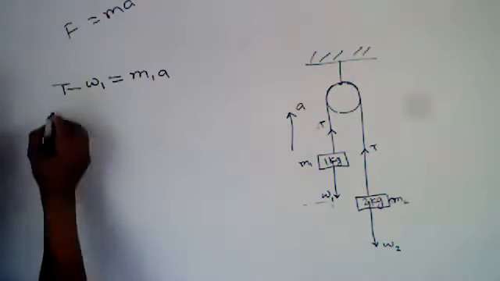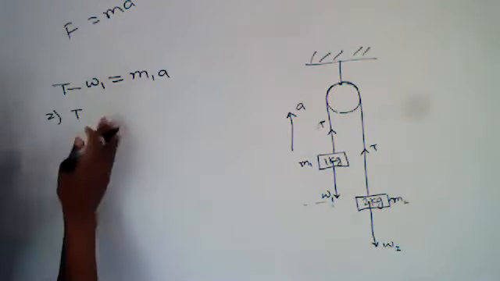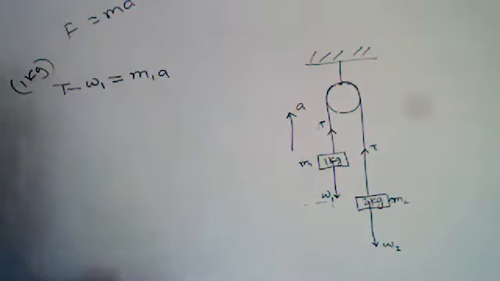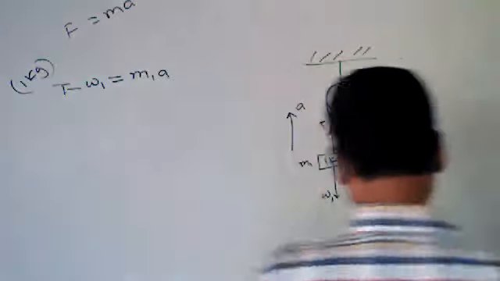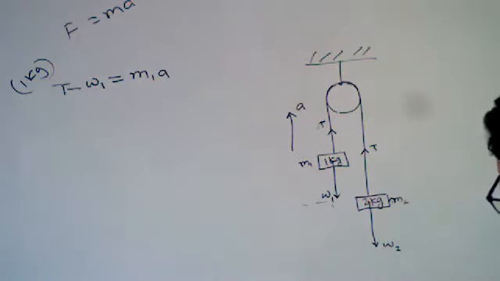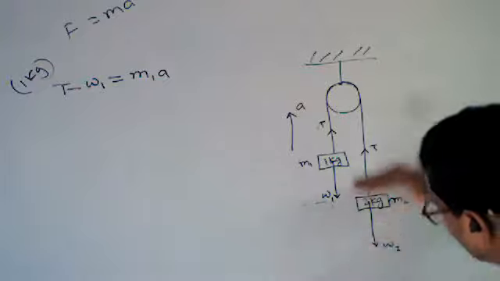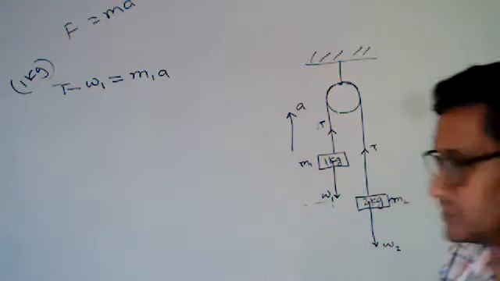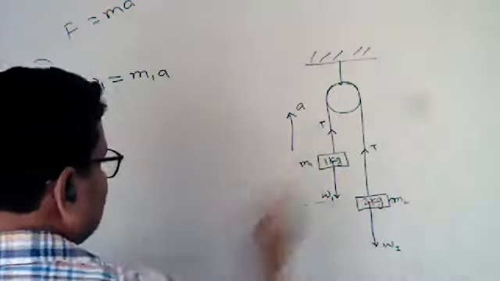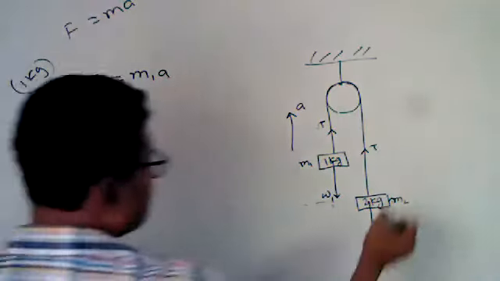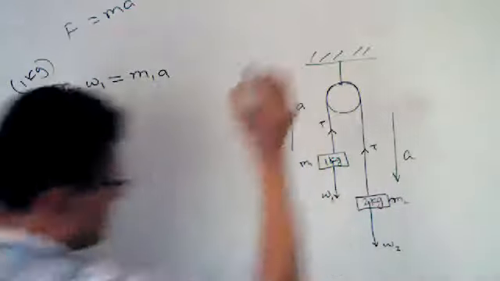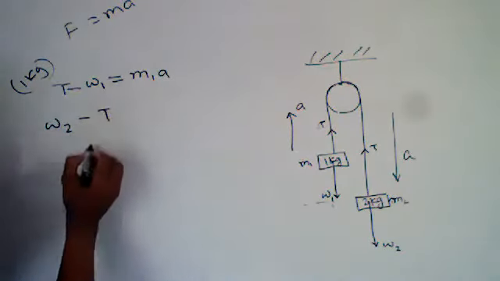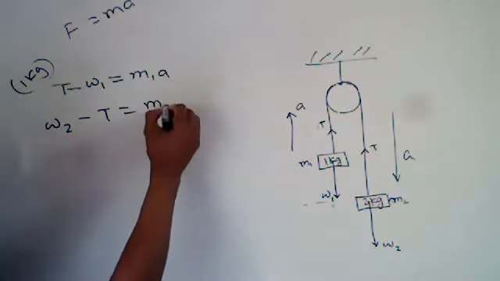T, we do not know the value of T. Suppose that's for the 1 kilogram mass. For the second body, the body goes downward, so effective force acts downward. So W2 is greater than T. In this case, the acceleration is in this direction. So we can write W2 minus T equals M2A.